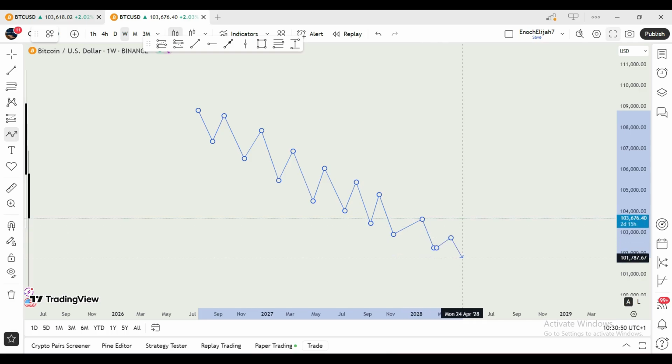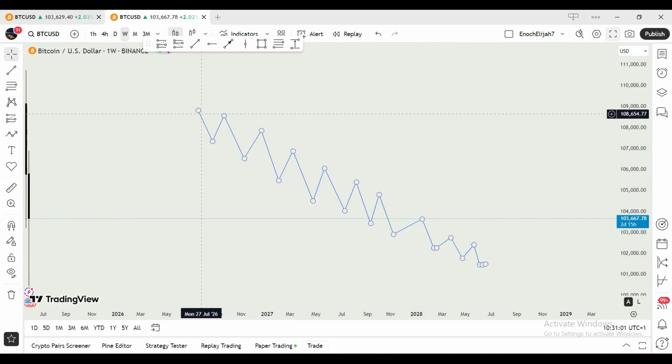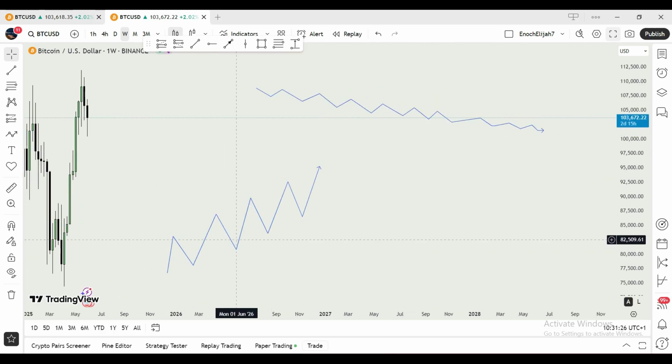The point is, for each of these lows, the new low is always lower than the previous low, and the new high is also lower than the previous high. It's as if you are coming down a staircase, while an uptrend is like you are going up a staircase. It's as simple as that.